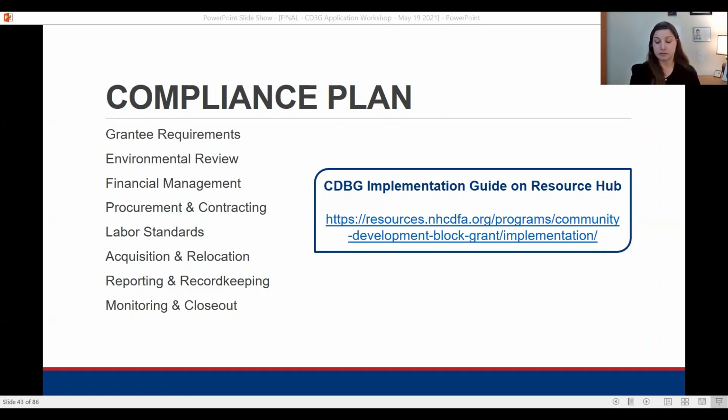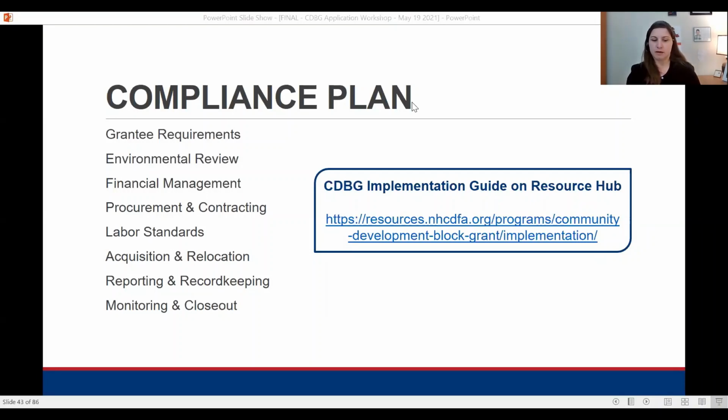Additional details on each of these topics can be found in our CDBG implementation guide. And again, that is located on our resource hub under the community development block grant section, and then under the implementation section of the website there.